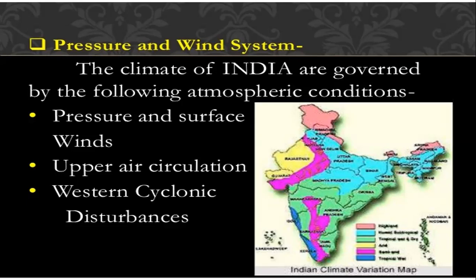The changes in the upper air circulation over the Indian landmass influence the climate of India to a great extent. Jet streams in the upper air system influence the Indian climate in many ways. We will discuss that in the next class. So with this, I will end today's class. We have discussed three factors that govern the climate of India, and those are latitude, altitude, and pressure and wind system.